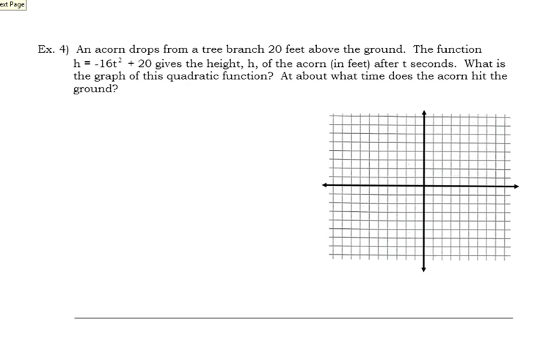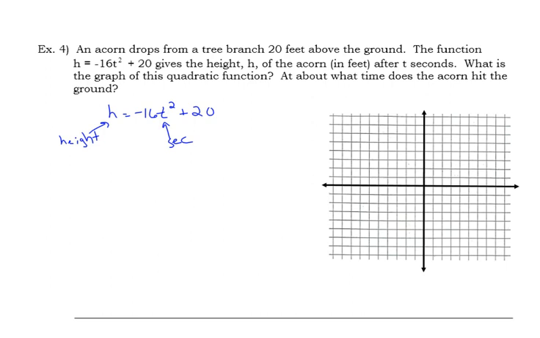Okay, let's take a look at the final example. Number 4 is a word problem. An acorn drops from a tree branch 20 feet above the ground. The function h equals negative 16 t squared plus 20 gives the height, h, of an acorn in feet after t seconds. So t is my number of seconds. What is the graph of the quadratic function, and about what time does the acorn hit the ground?